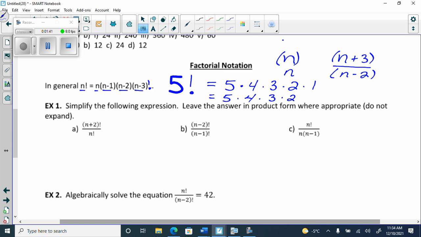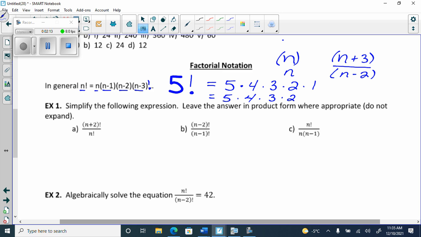We agree? So here it says, simplify the following expression, leave the answer in product form where appropriate, which means you don't need to expand it. So if I have n plus 2 factorial over n factorial, if I ever have factorials over each other, what I want to do is take the bigger one and expand it. So which one is bigger, n plus 2 factorial or n factorial? N plus 2 factorial. And the reason why I want to expand the bigger one is because when you expand the bigger one, it actually becomes the smaller one.